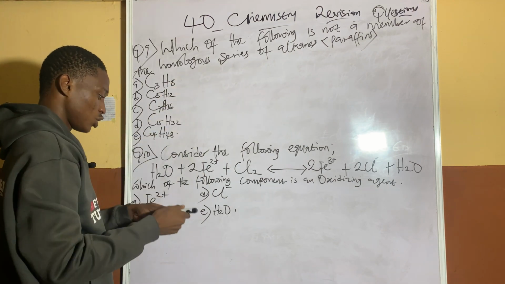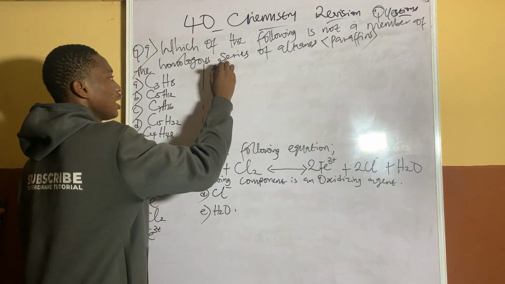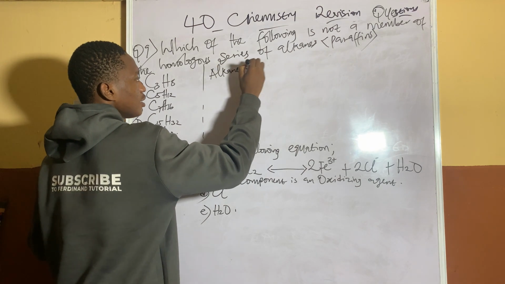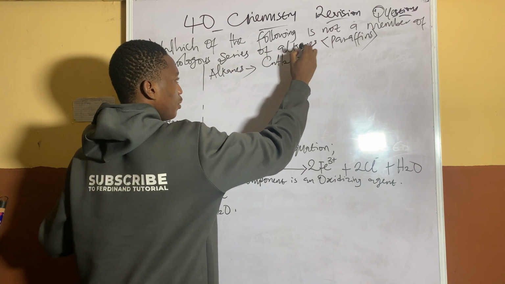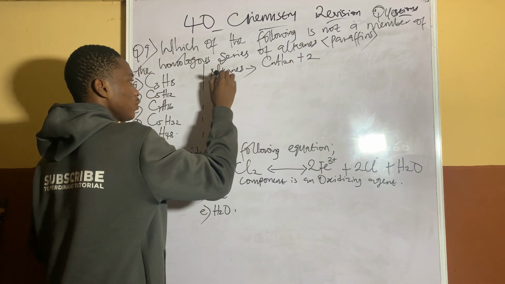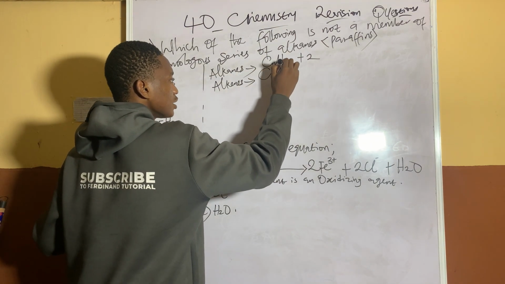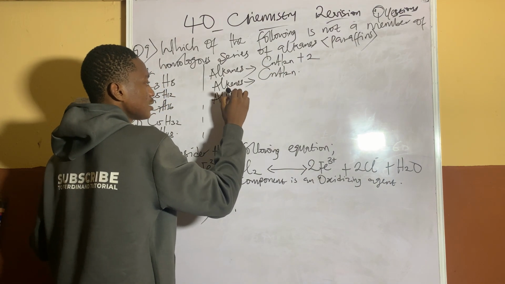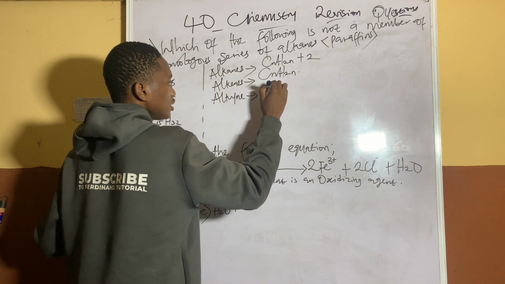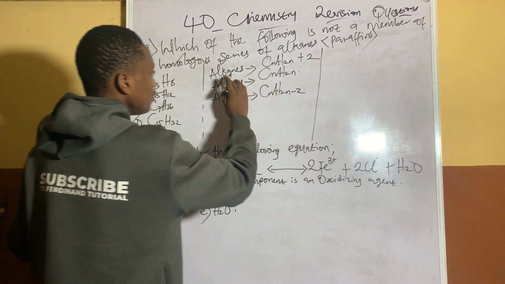Before we even solve this question, I want you to understand that alkanes have the general formula CnH2n+2. Just to shed a little more light, alkenes are CnH2n. Alkynes, which have a triple bond, are CnH2n-2. Now, let's leave all this.